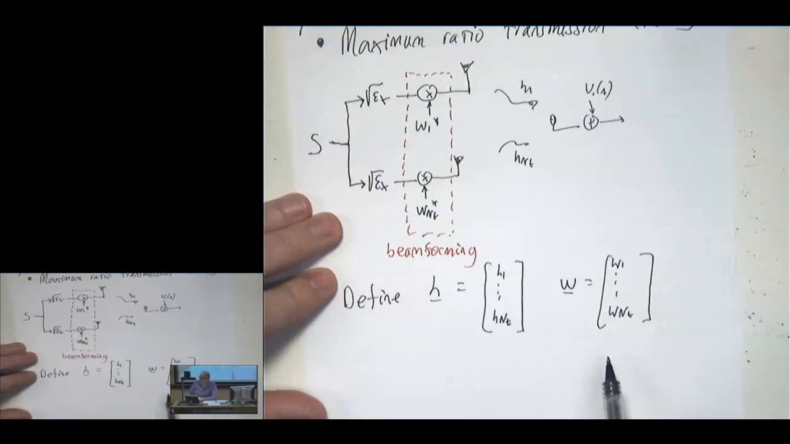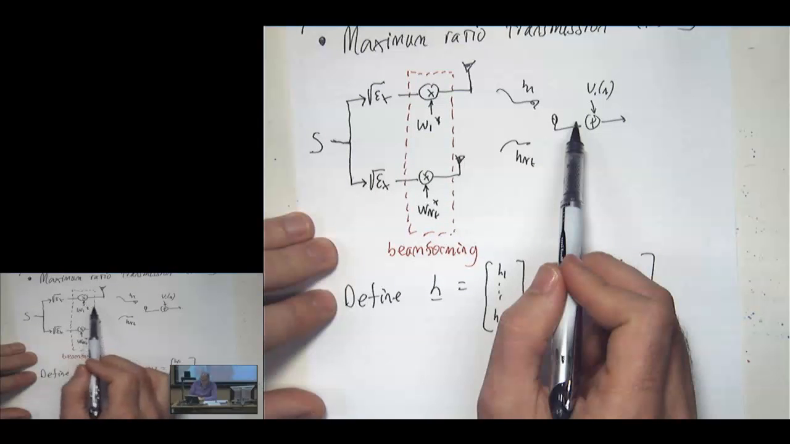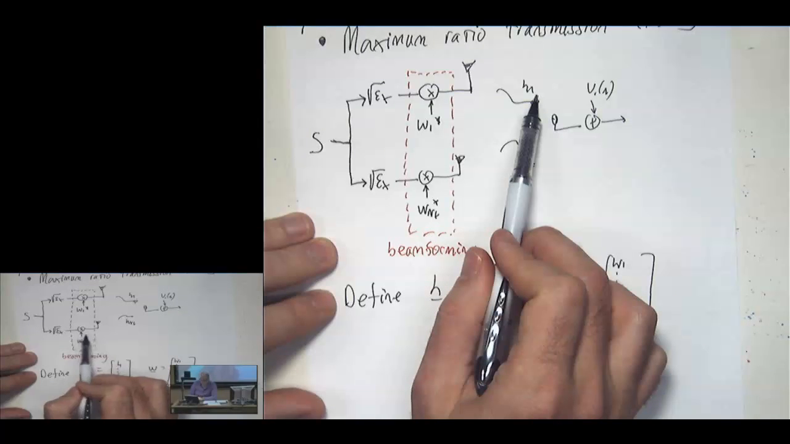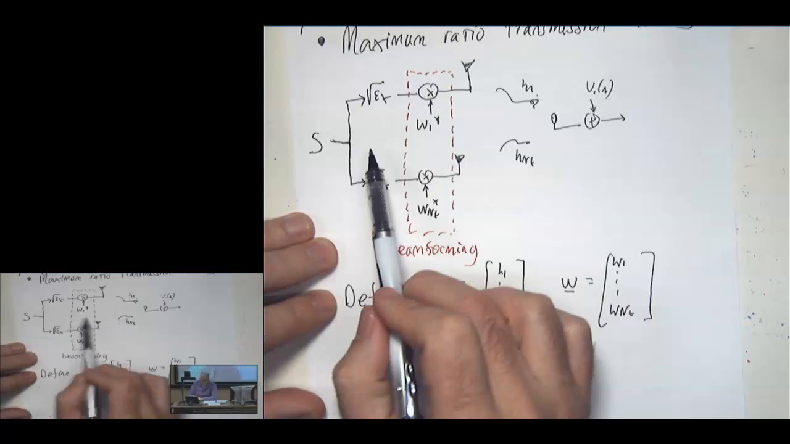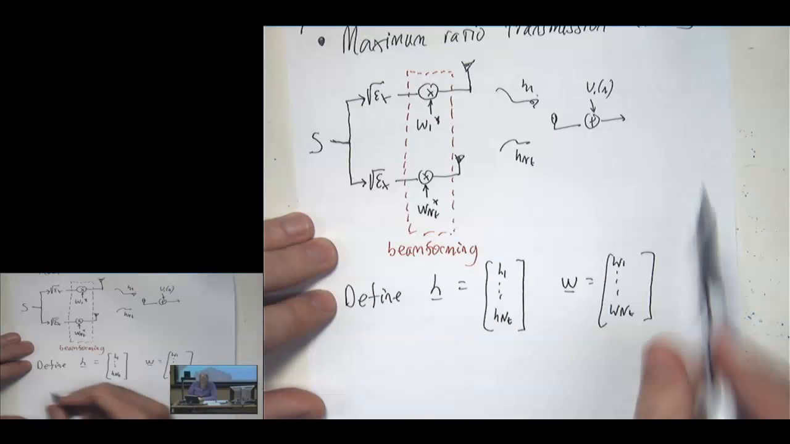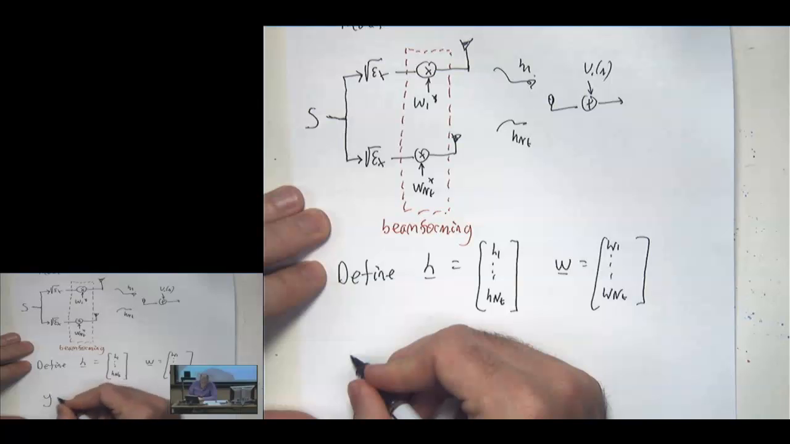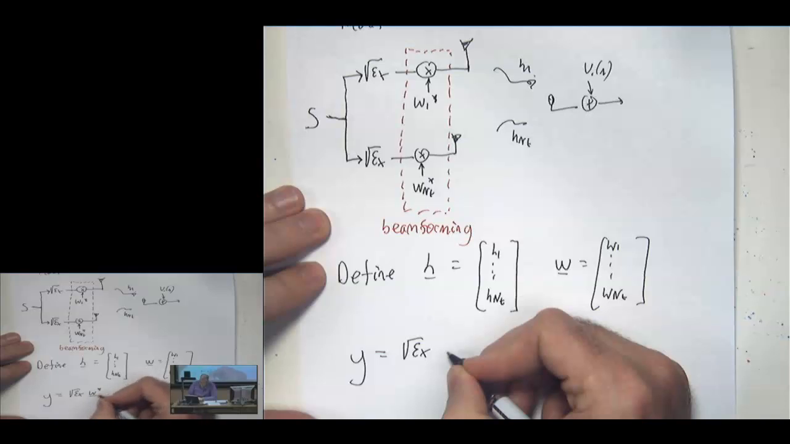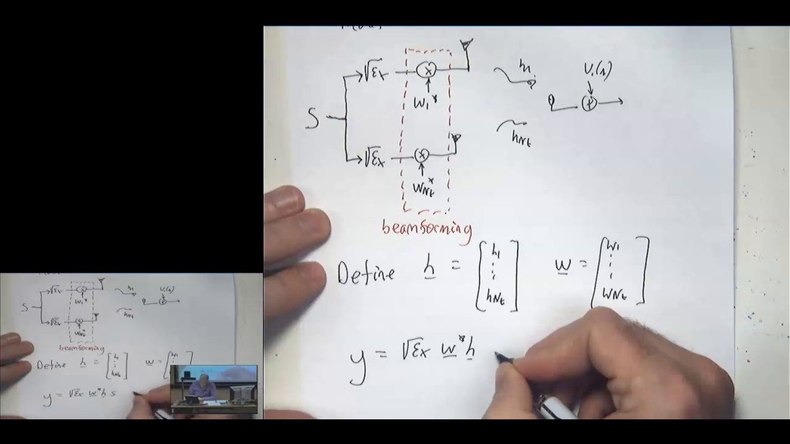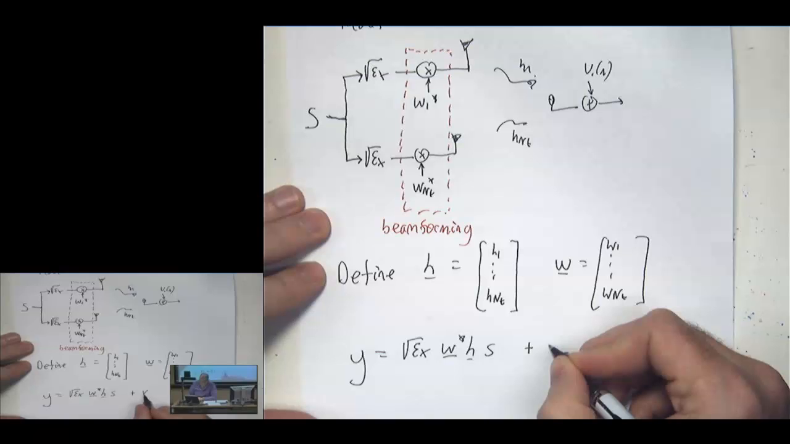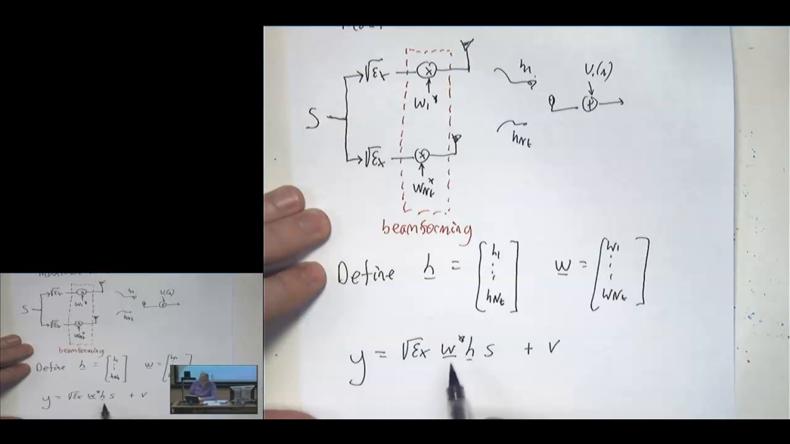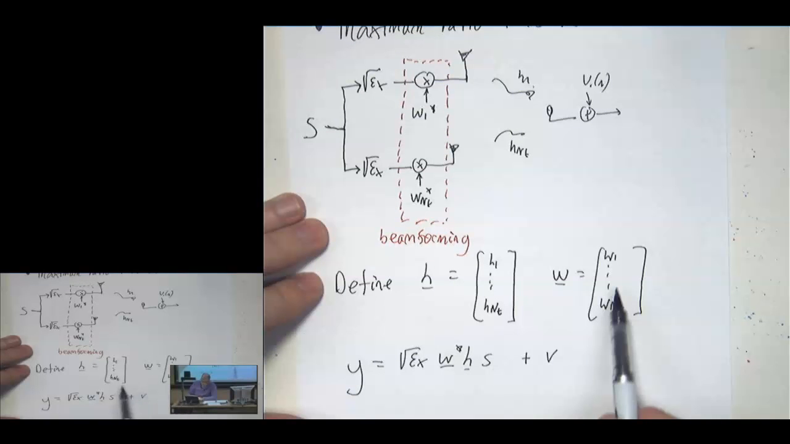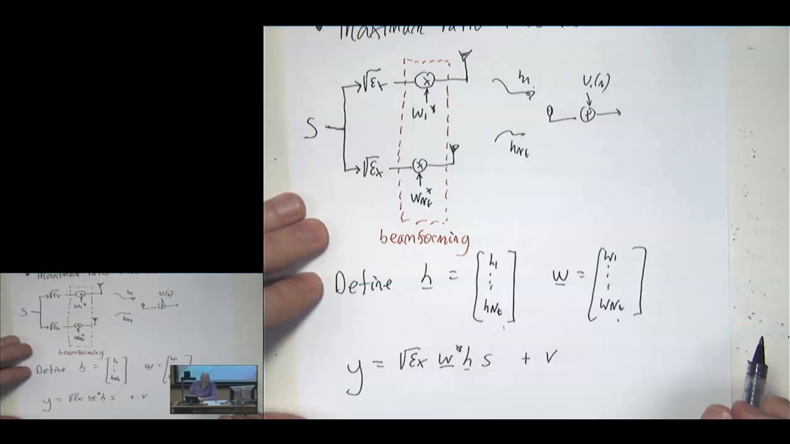And then what we see at the receiver is a sum of W1 conjugate times square root of Ex, H, S plus noise, plus W2 conjugate times square root of Ex, H, S plus noise, etc. We can rewrite that in a form that looks almost exactly like what we had before with maximum ratio combining. We have the square root of Ex, W star H times S plus noise. And this noise is not scalar. So the effective transmit beamforming is an inner product between this beamforming vector W and this channel vector H.